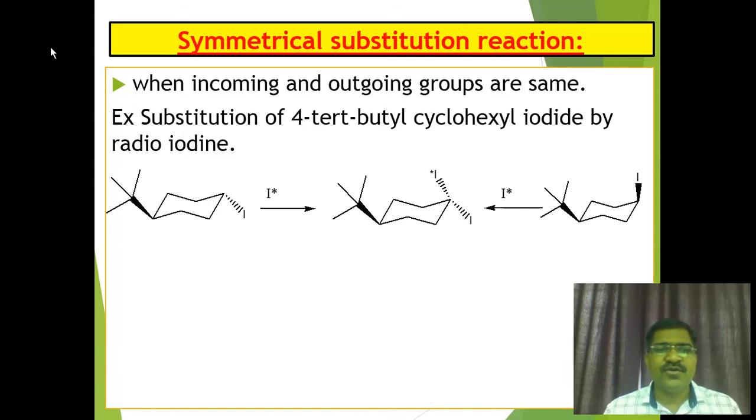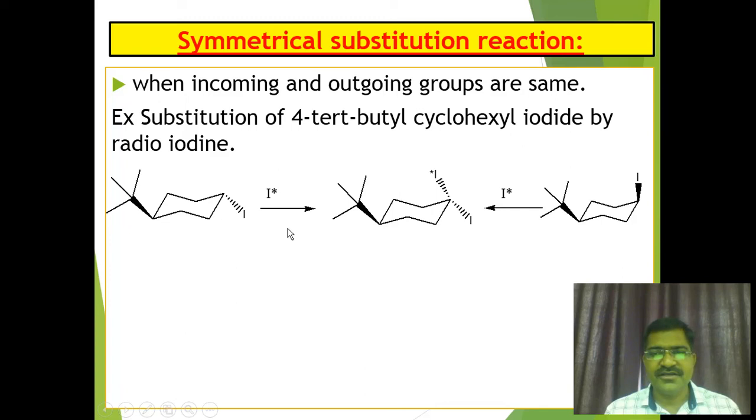For example, 4-tertiary butyl cyclohexyl iodide with radioiodine. Substitution of this iodine. Both are iodine, and therefore the incoming group is I star and the leaving group is I. So the incoming and leaving groups are the same, and therefore this type of substitution reaction is called a symmetrical substitution reaction. Now here we have to study the rate of the symmetrical substitution reaction, the substitution of 4-tertiary butyl cyclohexyl iodide by radioiodine.